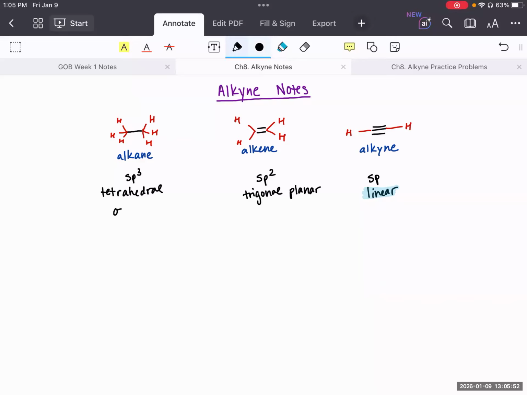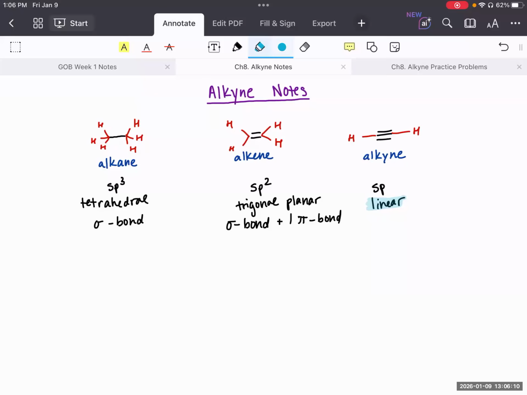And so if we were to think about each of those bonds, for the alkane, we only have sigma bonds because we have no double bonds or triple bond. And so an alkane is just one single sigma bond. An alkene is going to be a sigma bond plus one pi bond. And so we know that if we were to draw out the orbitals, it would look something like this, where we have that pi orbital that extends above and below that bond.